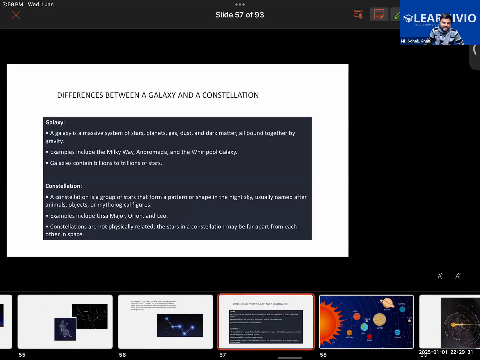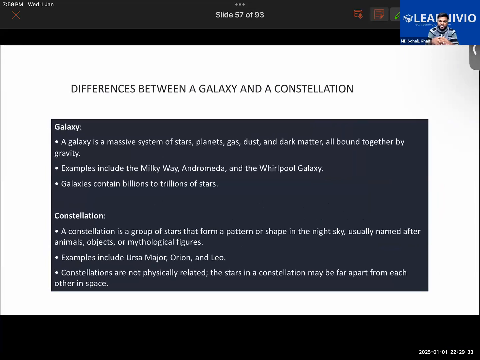Next, let us quickly sum up the differences between the galaxy and the constellation. As we know, a galaxy comprises stars, planets, comets, asteroids, gases, and dark matter, all bound together by the force of gravity. So that makes up the galaxy, right? We have the Milky Way, Andromeda, and the Whirlpool galaxy. All of these are examples of galaxies, and they contain billions to trillions of stars.